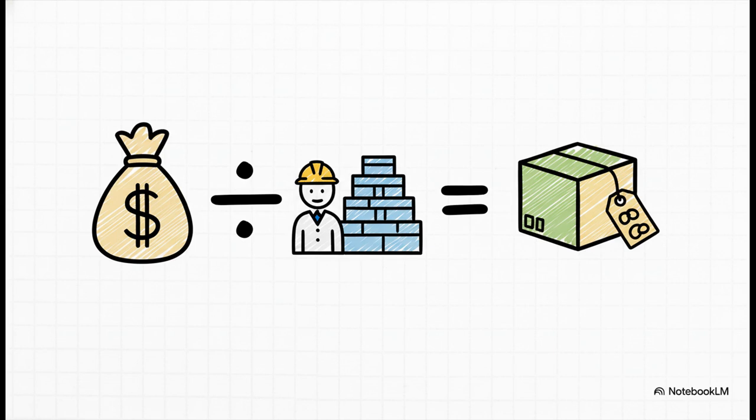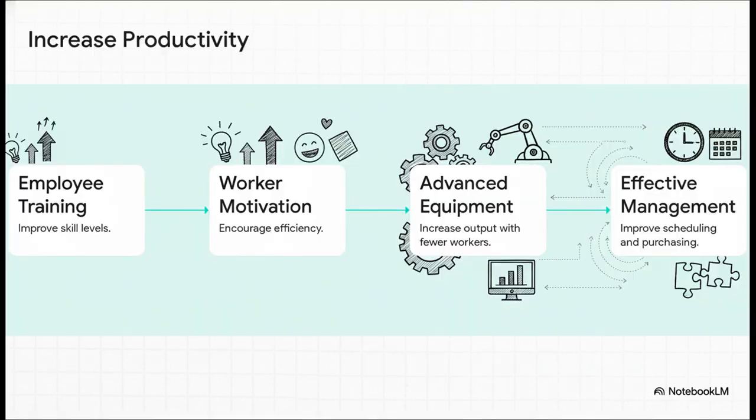This direct link between how productive you are and how much each unit costs to make, that's exactly why businesses are so laser-focused on improving it. It's a straight line to getting an edge on your competitors. So if you're a manager, how do you actually do it? How do you increase productivity?